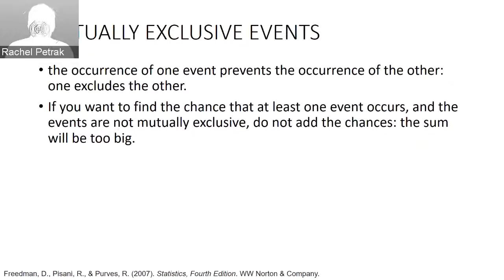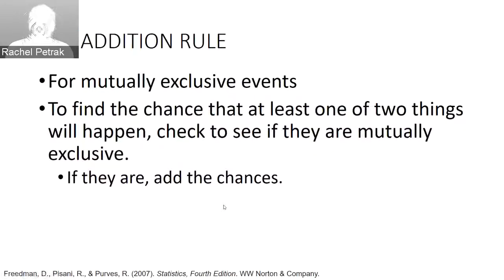And if you want to find the chance that at least one event occurs, and the events are not mutually exclusive, you can't add those chances. So you have to multiply them, and we're going to talk in a minute about discriminating between these different independent and dependent conditional probabilities, all these different types of events. But we need to learn one more rule, which is the addition rule. The addition rule specifically applies to mutually exclusive events.